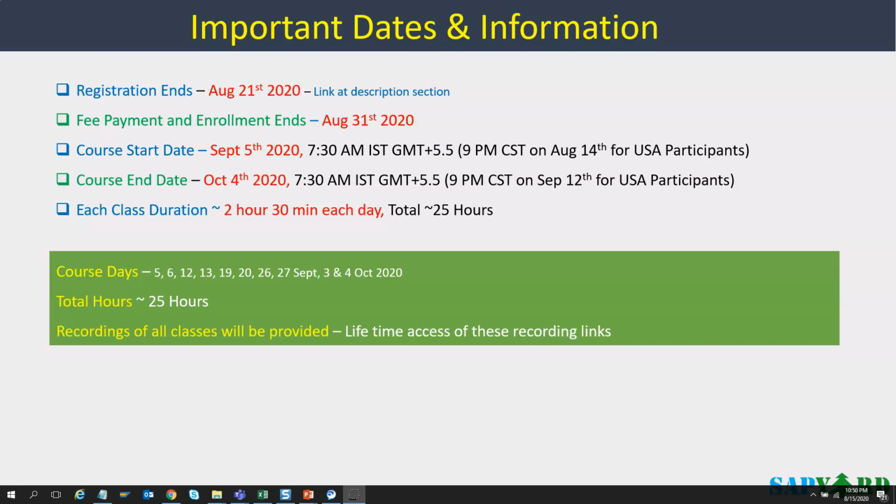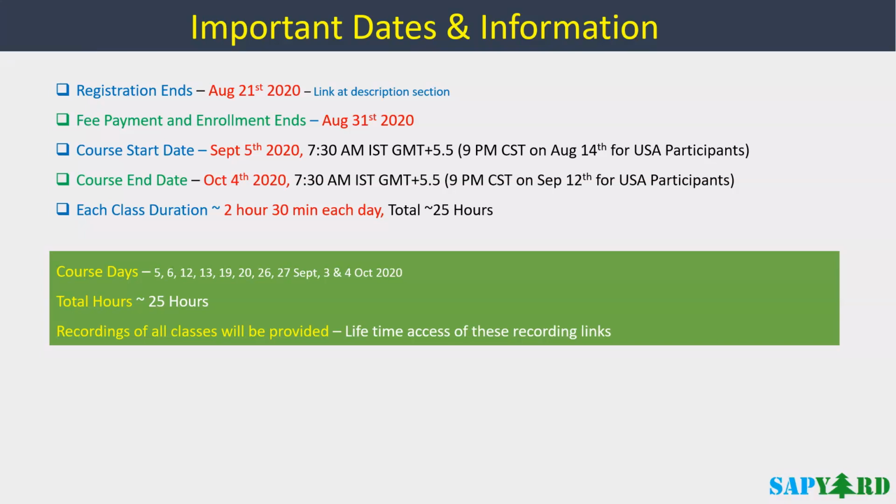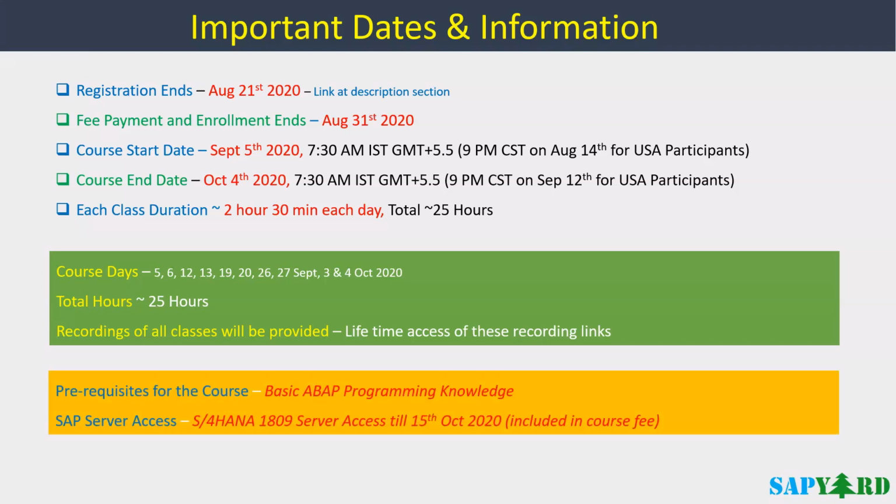Previous knowledge of ABAP programming is a prerequisite for this course. If you are a fresher in ABAP, please do not enroll in this course. We are preparing a separate training for the freshers. S/4HANA 1809 server access will be provided till 15th October 2020. The server access is included in the training fee, and you do not need to pay extra to avail this server.